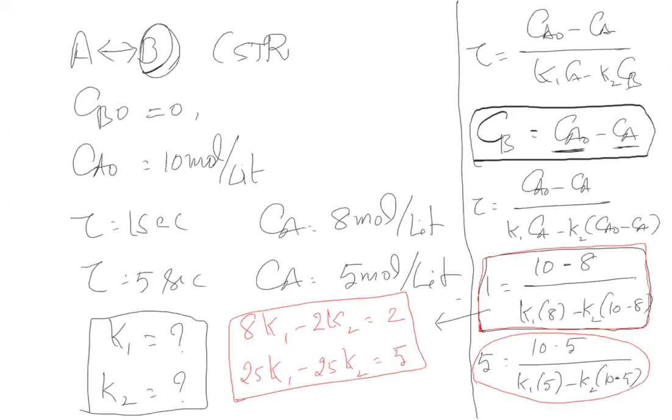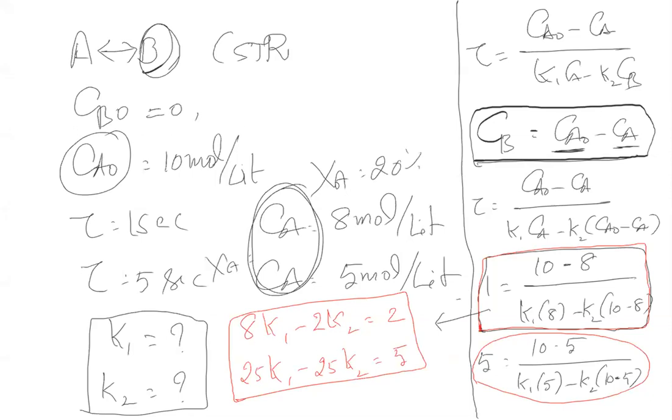CB is written in terms of CA because what is given is CA naught minus CA, no? CA naught is given and the CAs are given. If you are confused here, you can translate this into conversions. XA here is 20%, XA here is 50%. Then you can translate this. How do you write CB? CB is CA naught into XA. That is also possible.